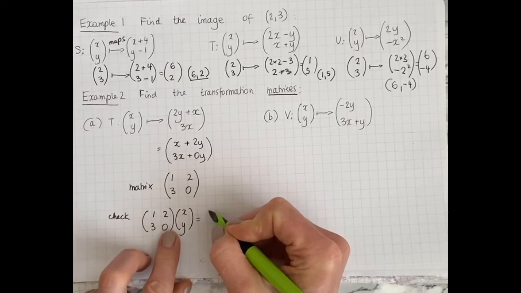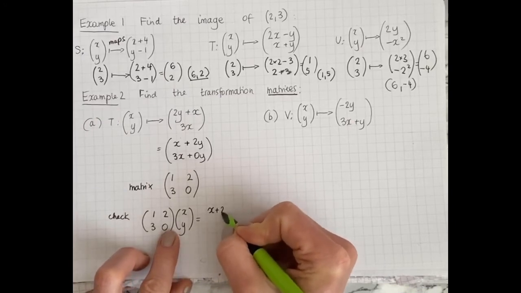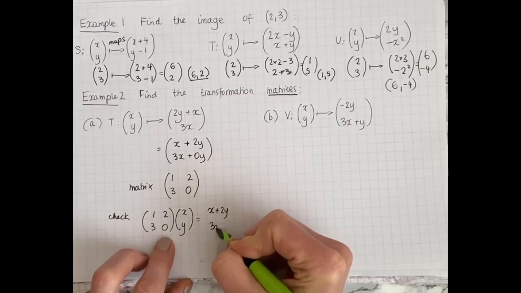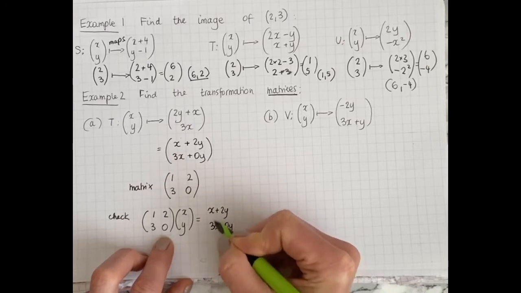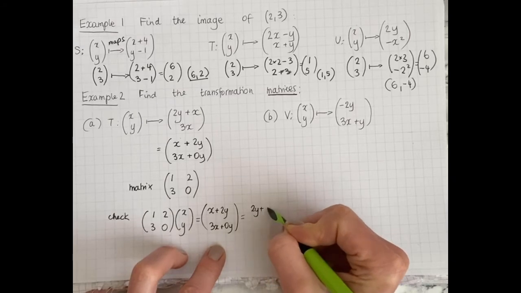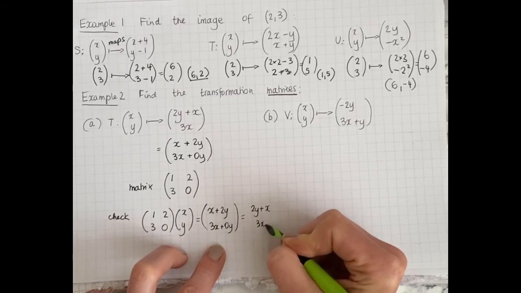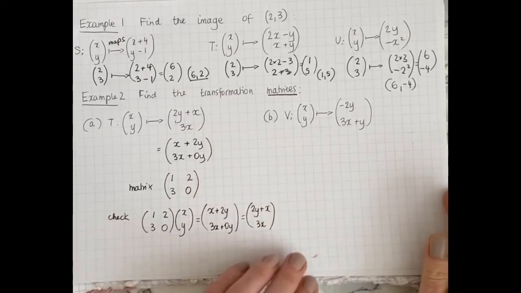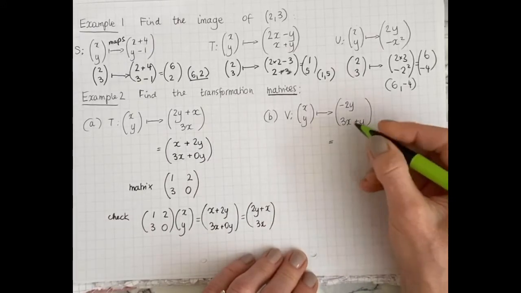So if you do it, you're going to get x plus 2y and then 3x plus 0y. And this is what we had to begin with, except we had 2y written first, just to try and make it a little bit more difficult. There you go. Okay, so do the same tactics here.